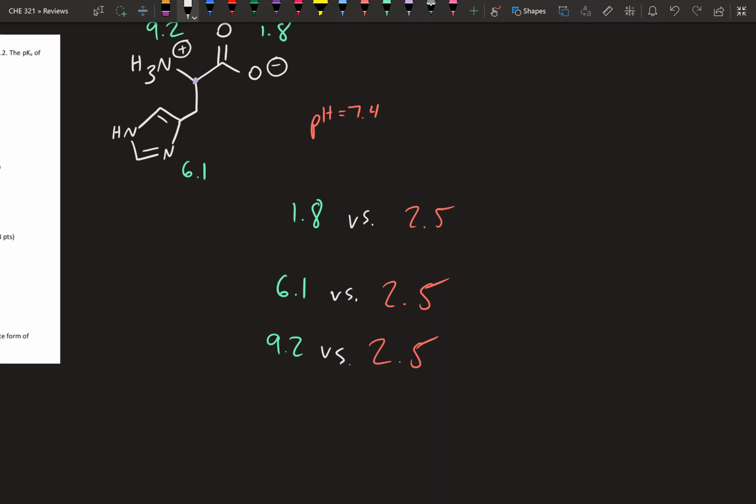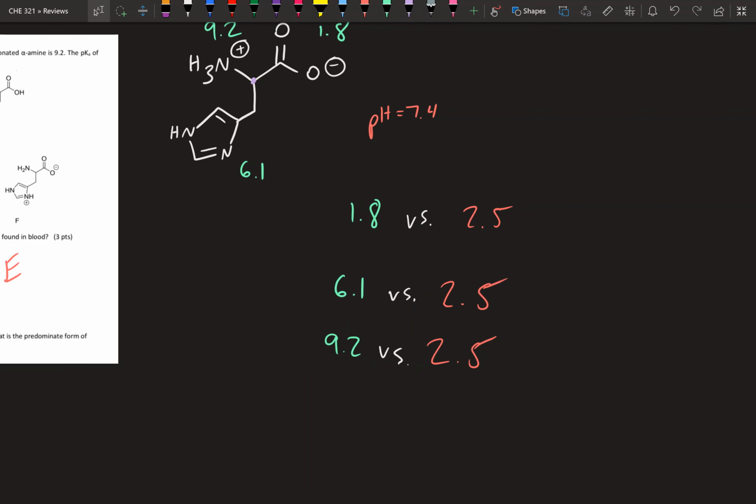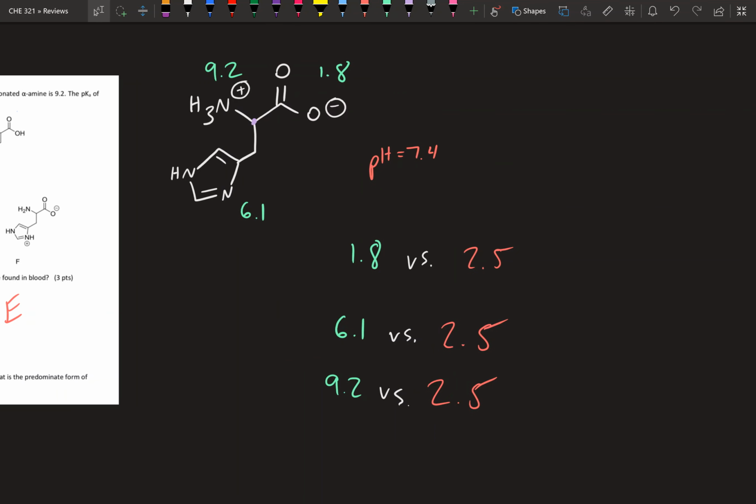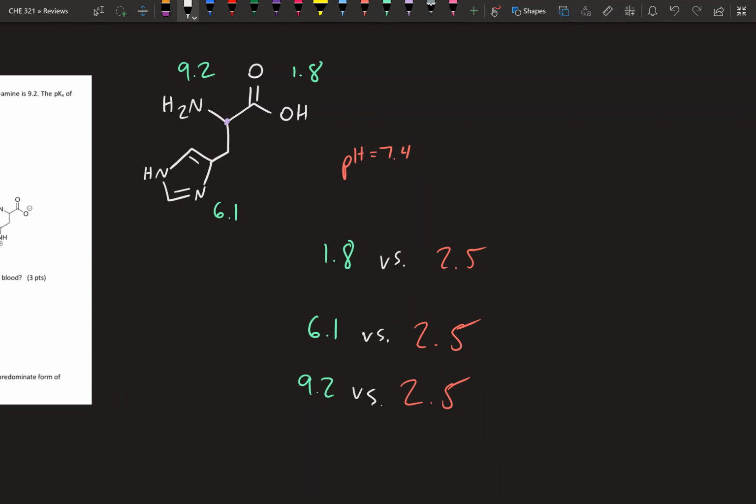And so if we look at our pH of 1.8 versus 2.5, that 2.5 is higher up on the pH scale, so it's going to be more basic than that 1.8. And so we're going to deprotonate our carboxylic acid, and actually let me just redraw these in their original neutral state. Okay, so that pH of 2.5 is going to be more basic, so it'll deprotonate our carboxylic acid, give it a negative charge.